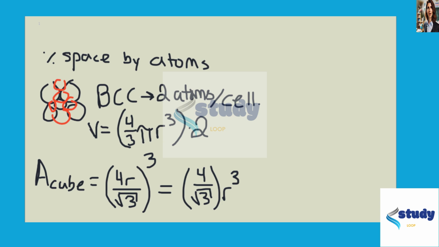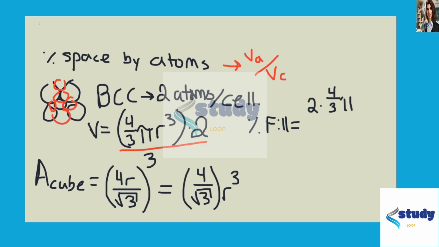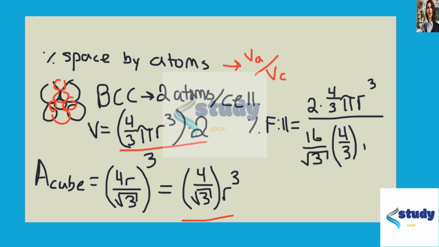So to get our packing efficiency, we're going to take the volume of our atoms and divide that by the volume of the cell. So if we do this in a more straightforward manner, we say the percent filled is equal to our volume of our atoms, so 2 times 4 over 3 pi r cubed. And we divide that by the volume of the cube. Now I'm going to rearrange this term just a little bit to make it a little bit easier to see how we can cancel a bunch of things out here. Forgot a cube sign there.